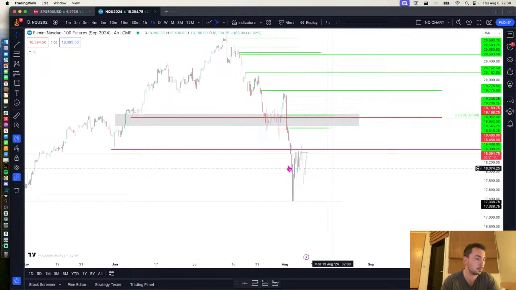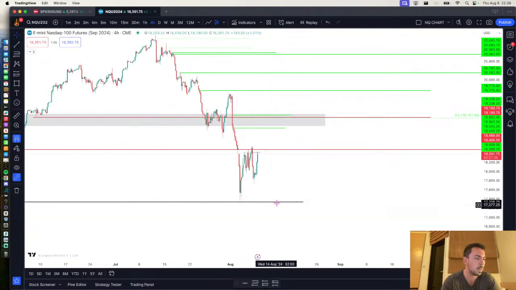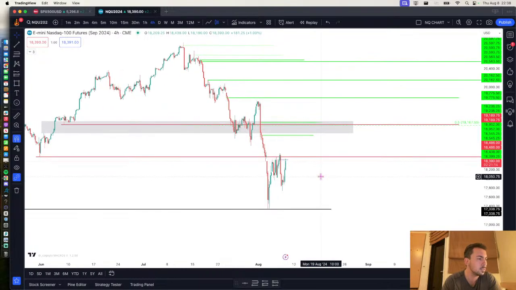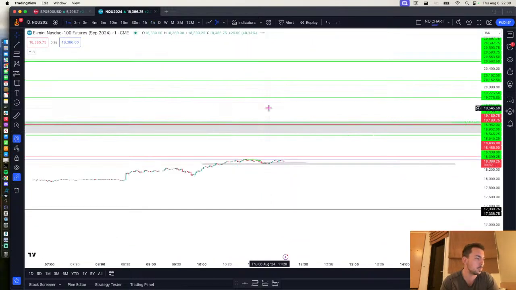Hopefully, the ideal situation would be us to come down and take this out first, and then go back up and test all of these equal highs. But there's also the potential that we come up, test these equal highs, test to 50%, possibly even come all the way up to here, maybe take these highs out and these equal highs, and then come down. There's so many different scenarios that could happen here that it's hard to really say for sure. But yeah, that's what I'm seeing so far.